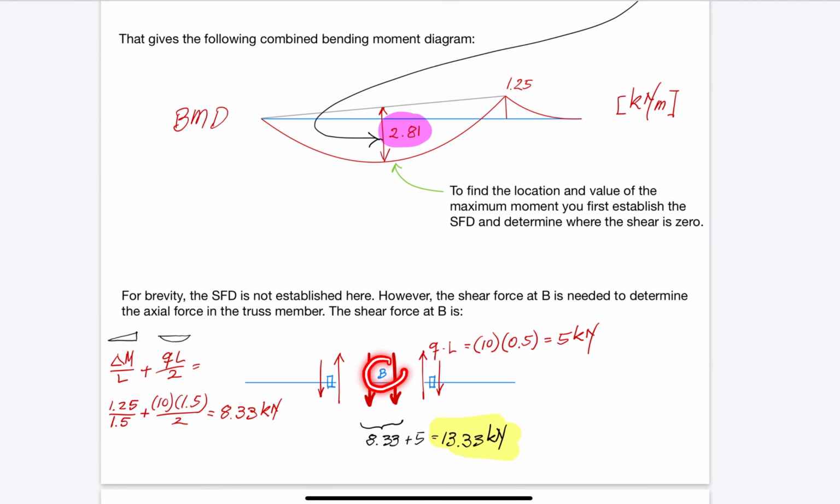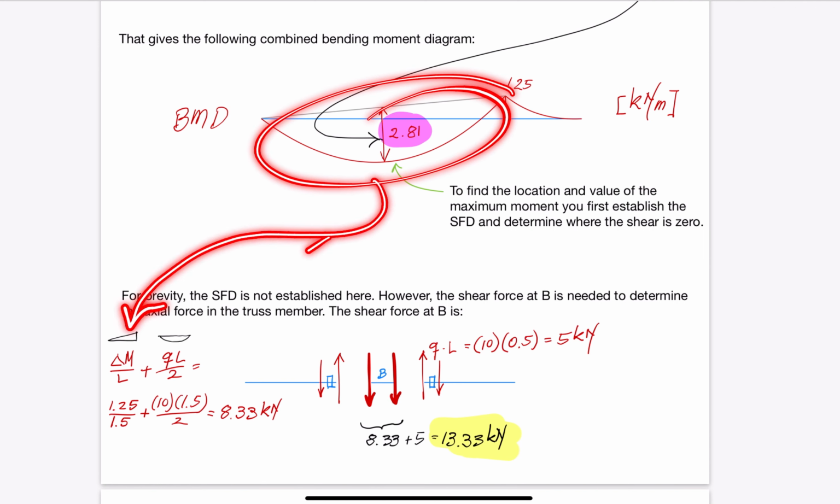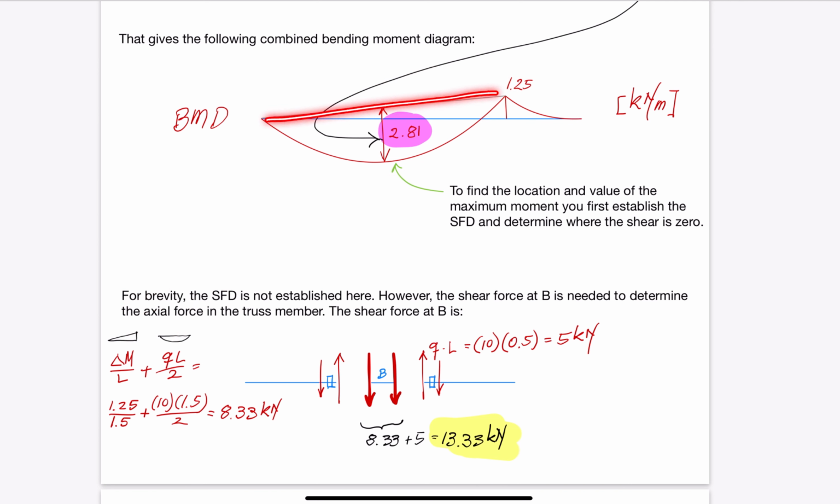The starting point for that is to determine the shear force for the beam ends coming into that joint. From the right-hand side comes the cantilevered beam, whose shear force is Q times L, which is a 5 kN clockwise shear force. The bending moment diagram for the beam on the left-hand side consists of two parts. One is a triangle with maximum value 1.25 kN/meter. That gives a constant shear force diagram with value 1.25 divided by the length of that beam segment, which is 1.5 meters.